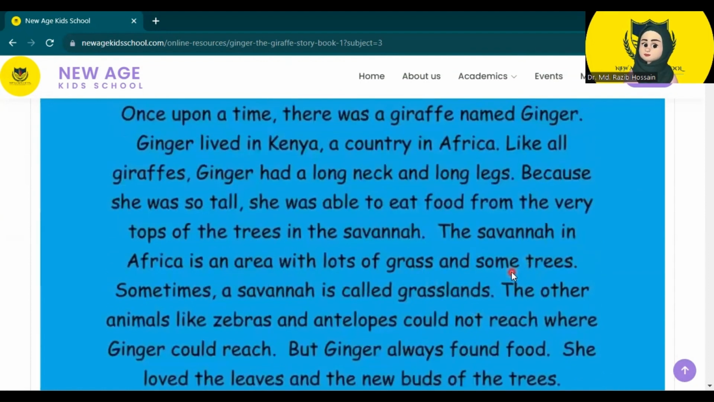In this para, we learned about a giraffe whose name was Ginger and she lived in Kenya. Kenya is a country in Africa. And like all the giraffes, Ginger also had a long neck and long legs. And since she was so tall, she always had food available. Here we learned a word which is savannah. What is savannah? Savannah is an area where there are lots of trees and grasses. And we learned Ginger loves trees and grasses. The other animals like zebras and antelopes could not reach where Ginger could reach because she had long necks, right? Long necks and long legs.